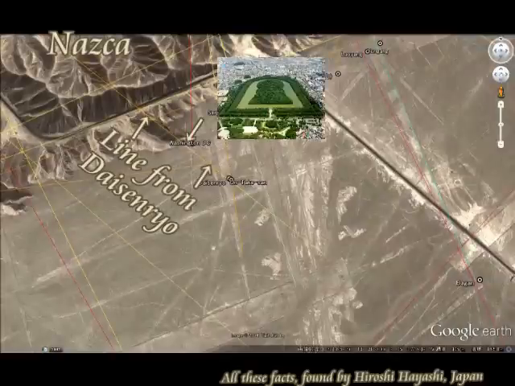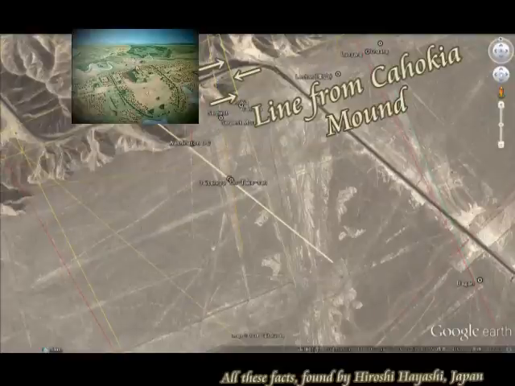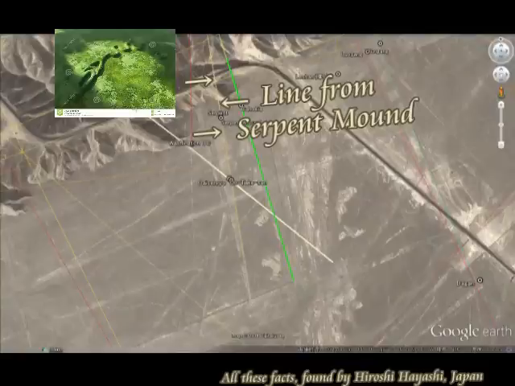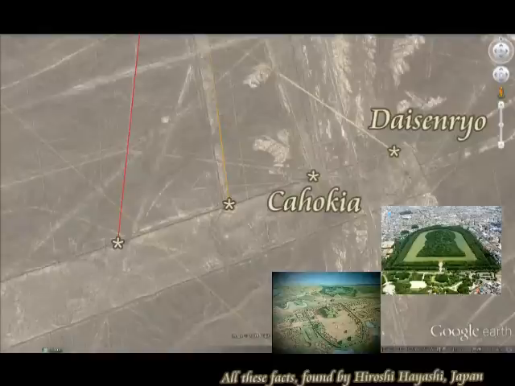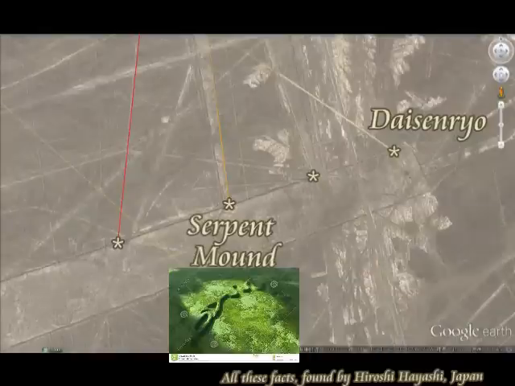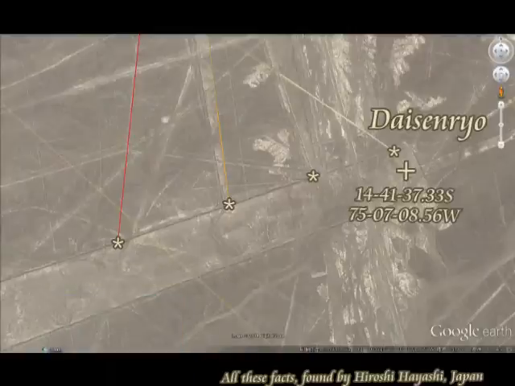This line comes from Nazca, comes from Daisenryo. You can find a very sharp line in Nazca. And this line comes from Cahokia Mound, USA. And this line comes from Serpent Mound, USA, also. And it's also very interesting to know that there's a line you can find that lands here from Washington D.C. These 4 lines gather here on one platform. Daisenryo, Cahokia Mound, Serpent Mound, and Washington D.C. And the intervals between these 4 points are very equal.